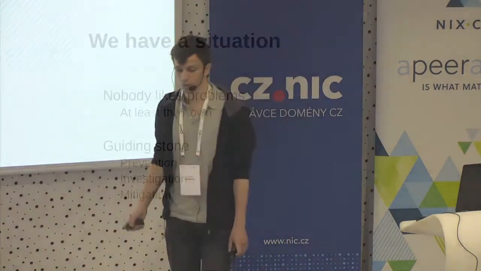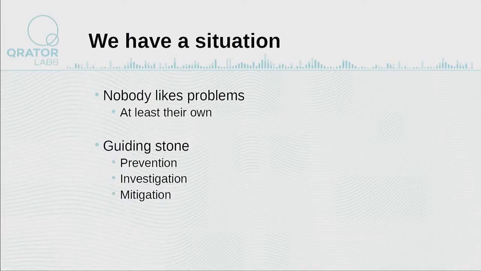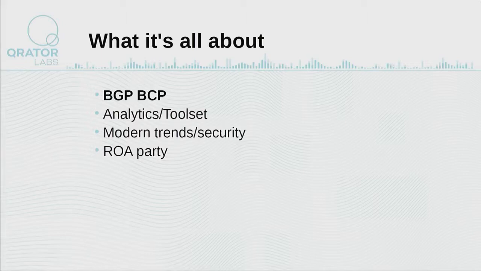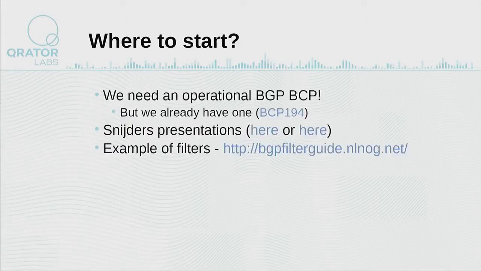And if you are an ISP, you are trying to avoid as many of these problems as possible. If you find a problem, you try to find the root of this problem as quickly as possible. And if you find the root, you try to mitigate this problem and make the consequences of this problem as small as possible. So let's talk about prevention first.